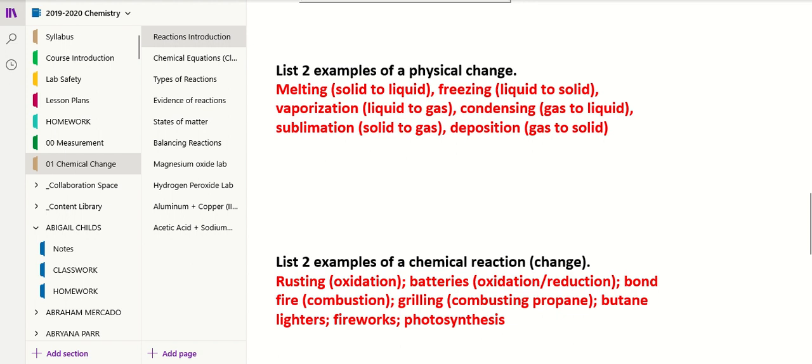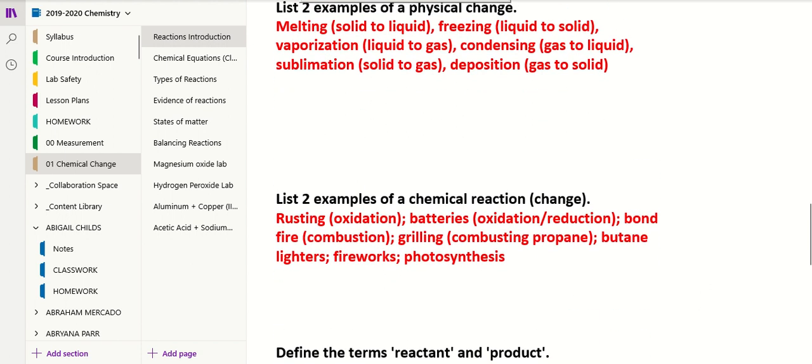Nope. What do you use, charcoal? Yep. Yeah, I do too. But I also have a propane grill as well, so I do both. Butane lighters. Has anybody lit a candle before with a butane lighter? Yep. Yeah. Fireworks. What about photosynthesis? Again, chemical reactions are all around you. They're taking place all the time, whether you notice it or not.